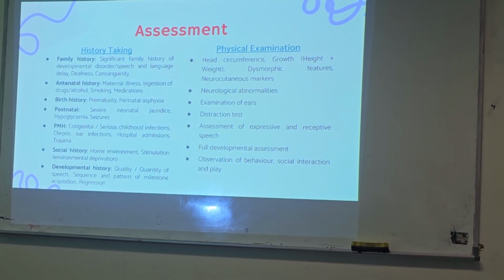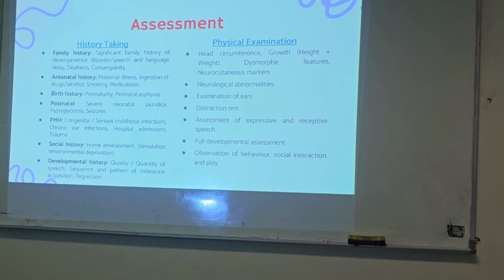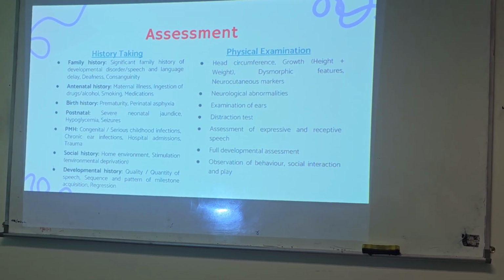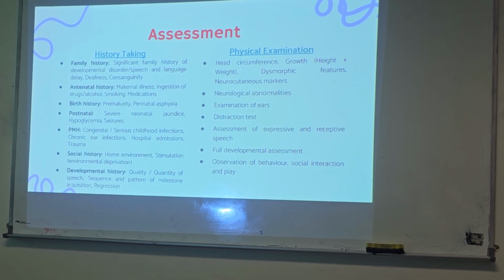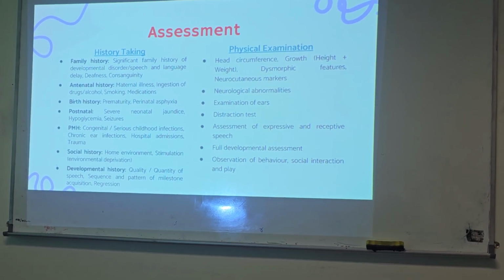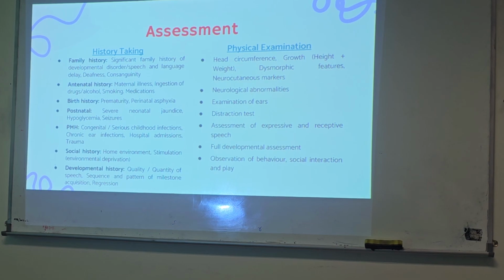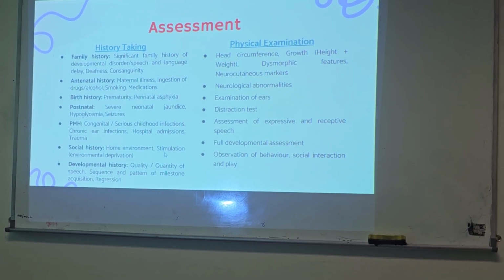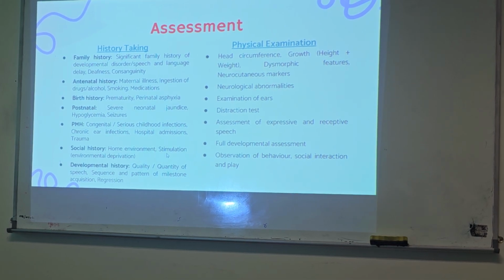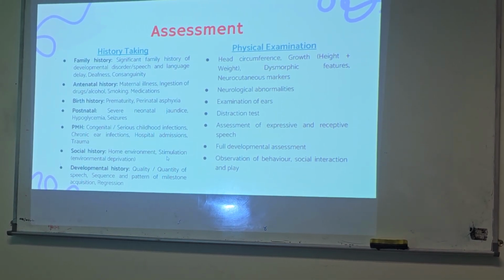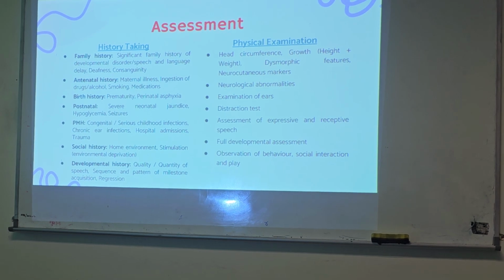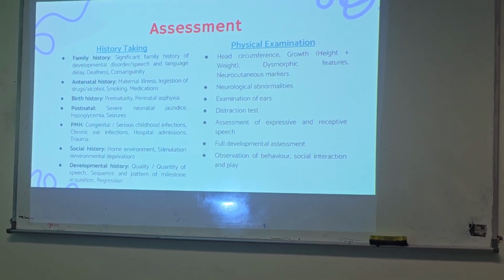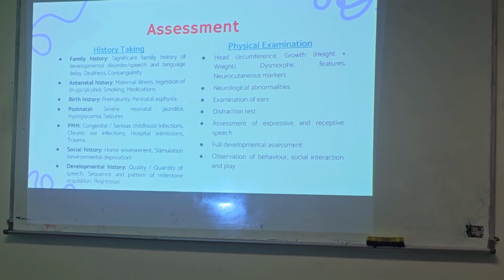Then for social history, it is very important to know how the stimulation from the family is going, and whether or not the parents are communicating and providing the child with appropriate stimulation. Then for developmental history, you want to get more information about the quality and quantity of speech, and also whether they have any other problems with their developmental milestones, which includes gross motor, fine motor, and social behavior.